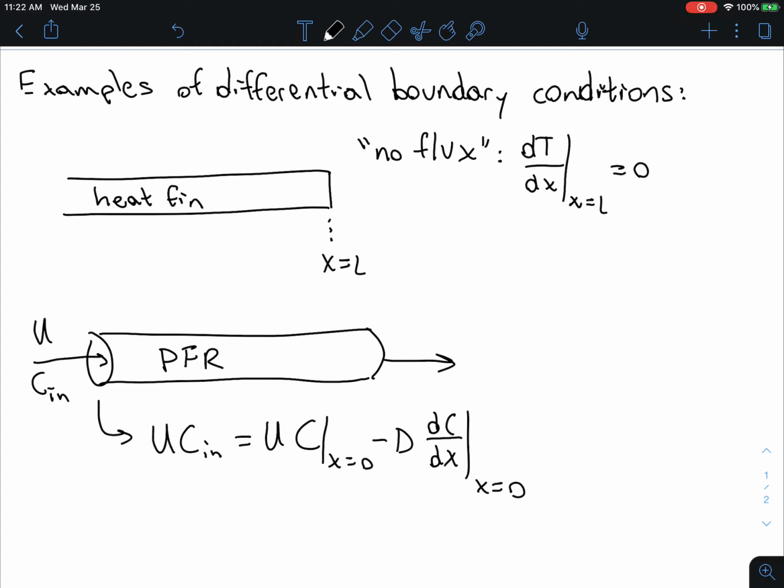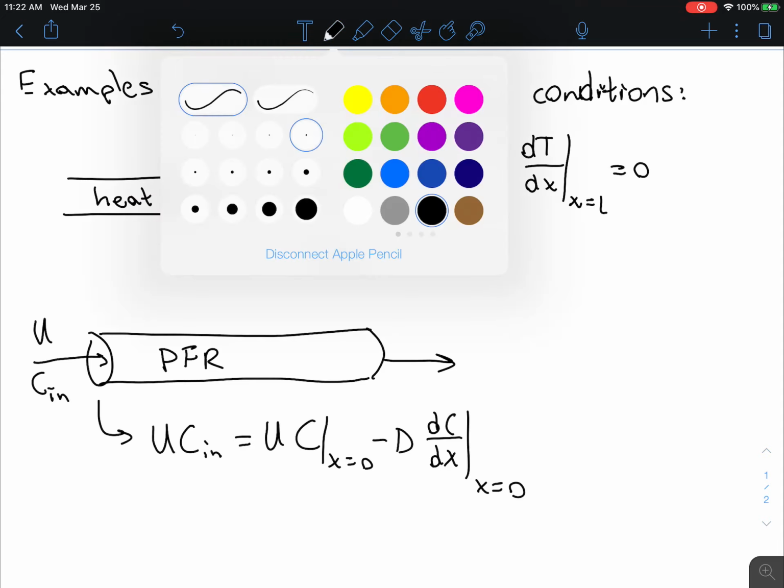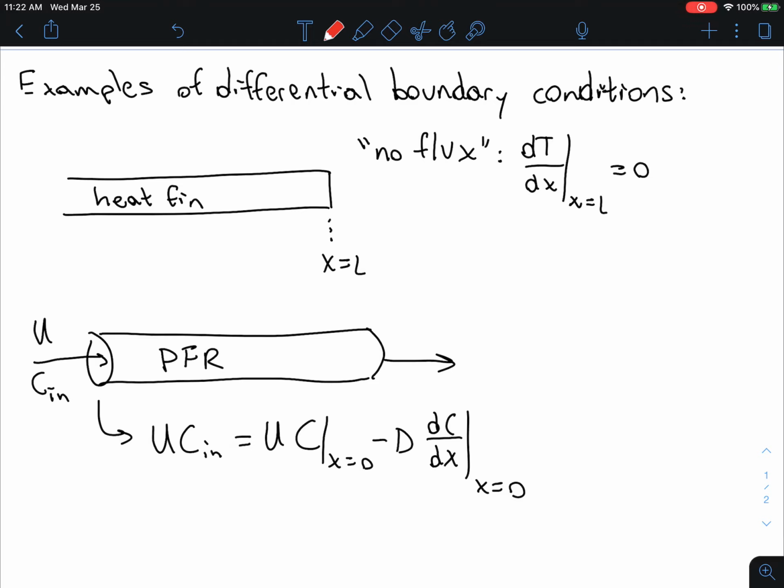I want to make a few general comments about the concept of using virtual points in systems where you have differential boundary conditions. Just to start off the conversation, I've listed two examples of systems that would have a differential boundary condition. Imagine I have a heat fin, with heat transfer occurring in this direction. In fact, I'll draw a few lines. So you have heat transfer that may be through conduction.